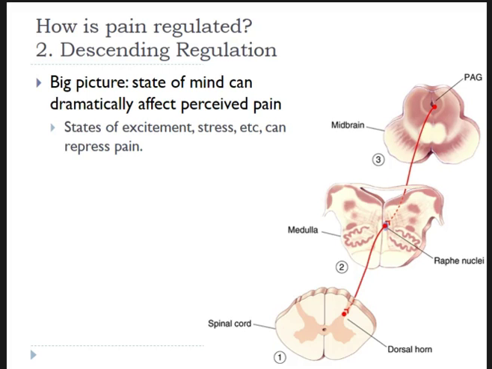But the idea is that your state of mind, might be a way to think about this, can dramatically affect your perceived pain. So if you are in a state of excitation, you've got your sympathetic nervous system running, your fight or flight system is going, like maybe you're exercising.